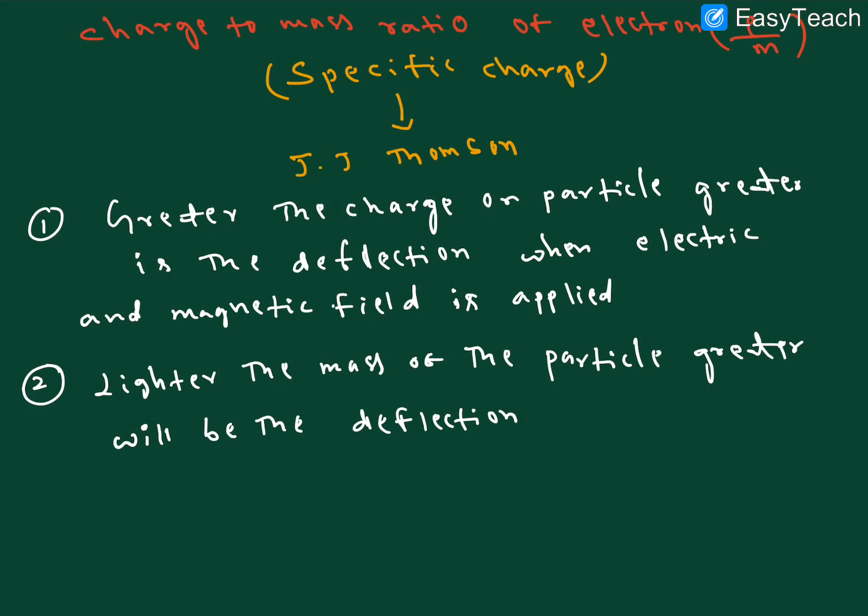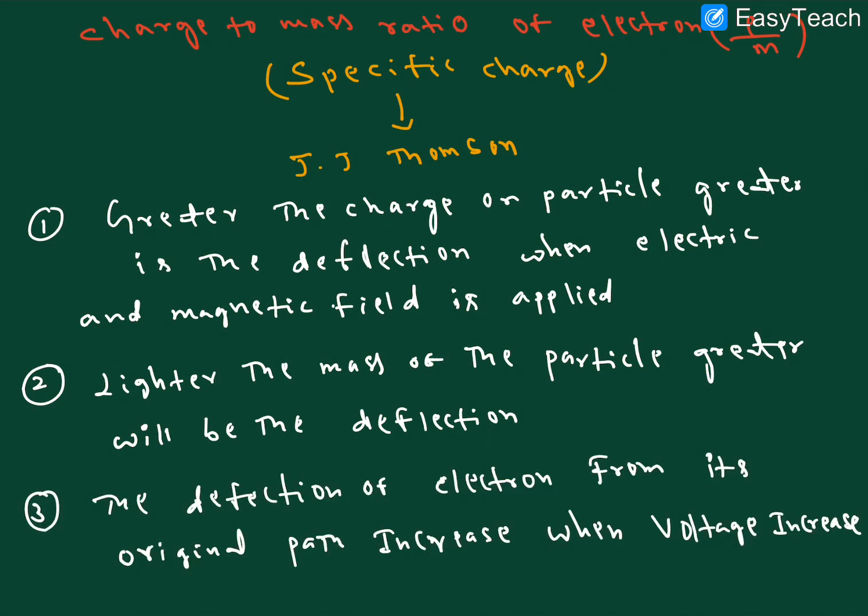And the third point here: the deflection of the electrons from their original path increases with the increasing voltage. So it depends on the voltage also. If we can apply more voltage, the deflection from the original path is more. So this is the third point. Based on these 3 points, we can calculate the charge to mass ratio of the electron.